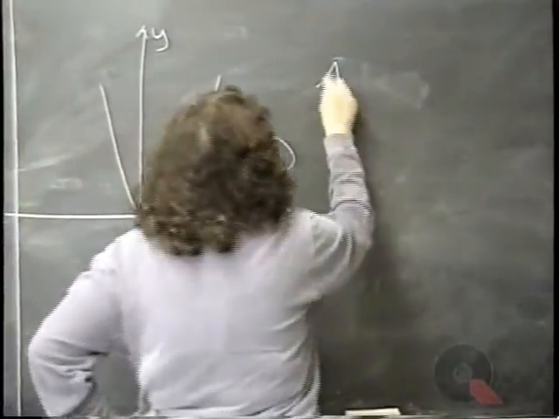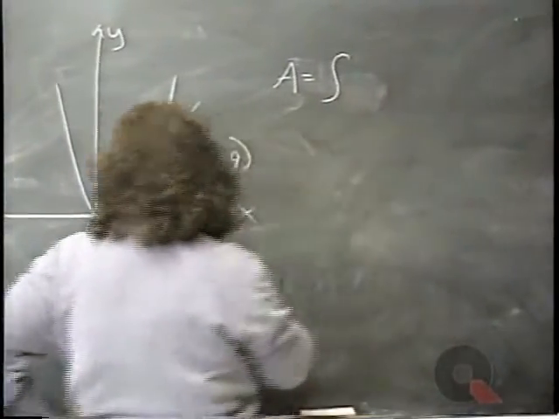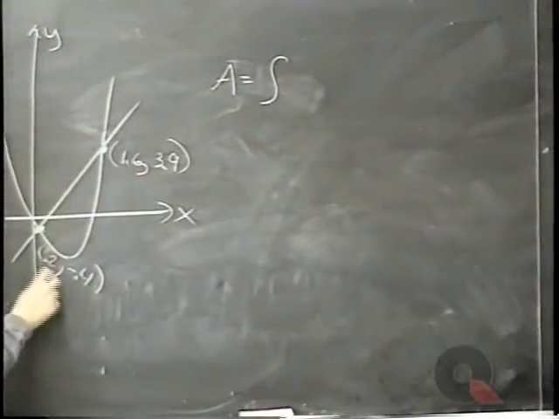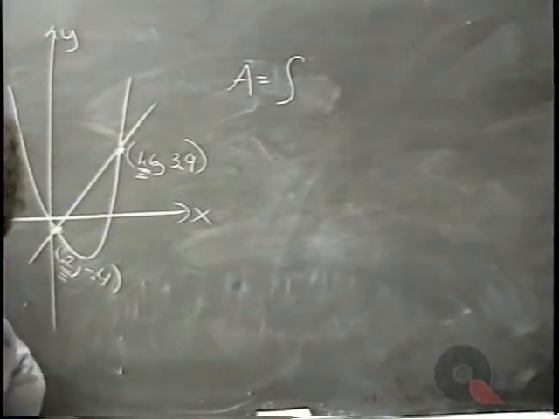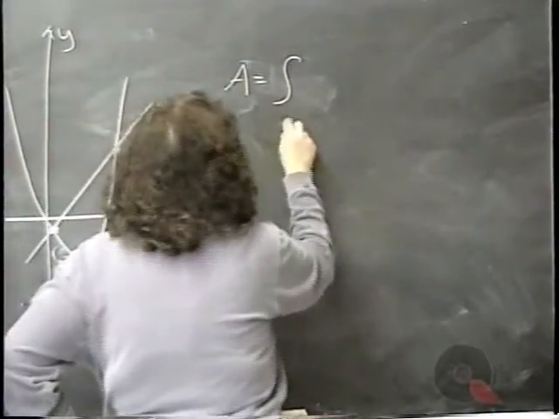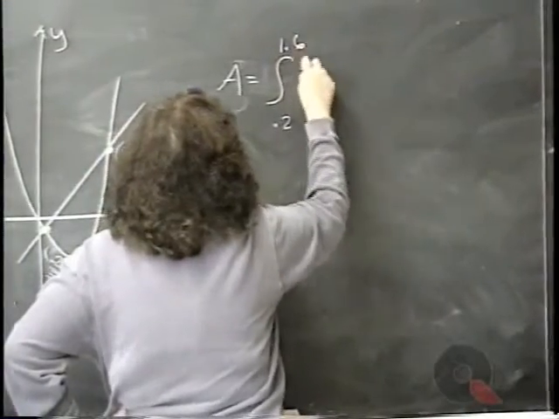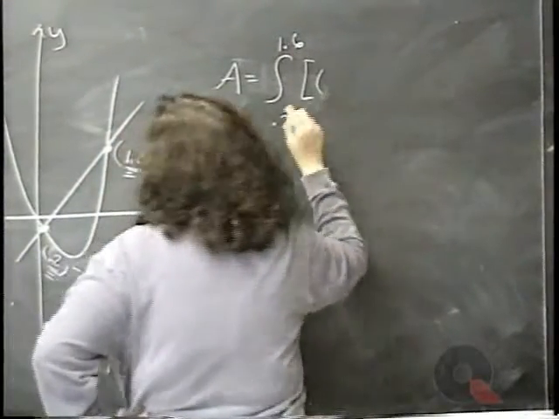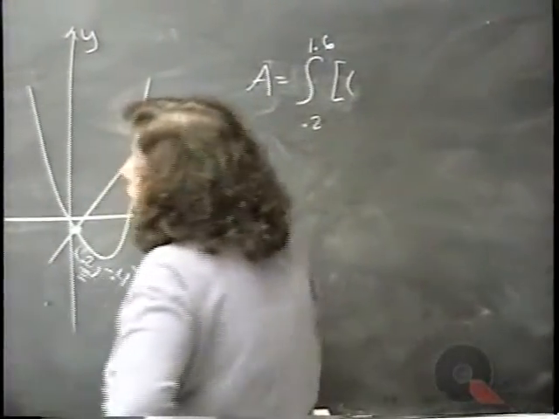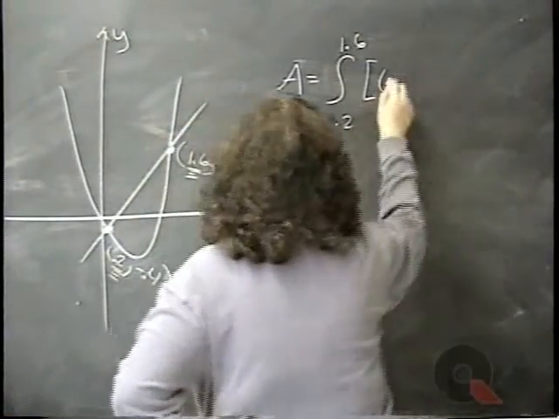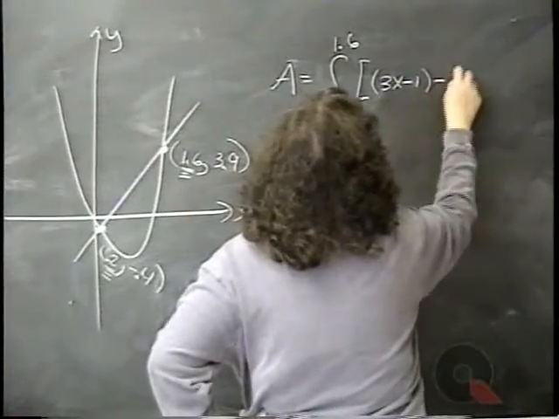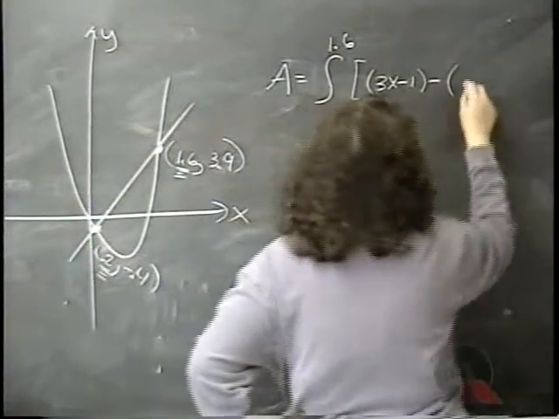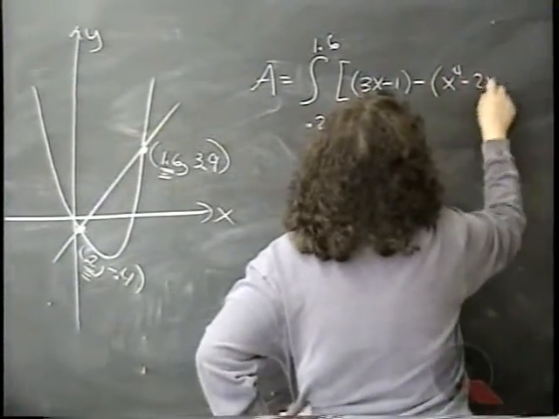So the area is going to be the integral from A to B, from the x-coordinate of the leftmost point to the x-coordinate of the rightmost point, from 0.2 to 1.6, y value of the high curve. The high curve here is a straight line, once again, 3x minus 1. The low curve is x to the 4th minus 2x.